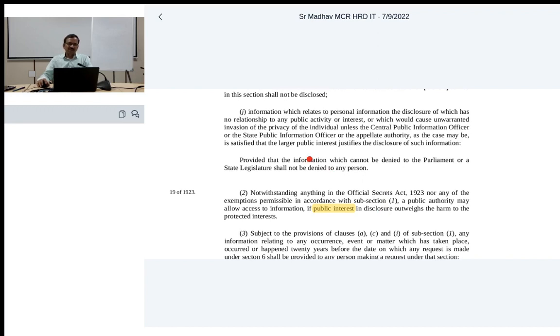So finally, Section 8.1(j) has a powerful proviso which says that information which cannot be denied to the Parliament or state legislature shall not be denied to any person. So what is that information which can be denied to Parliament members?